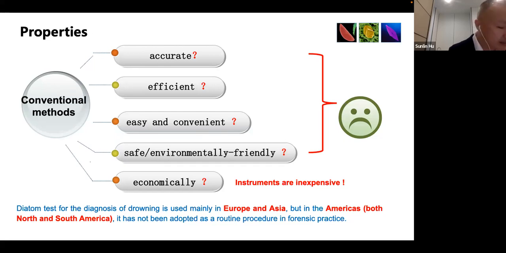Currently, the test is used mainly in Europe and Asia, but in North America or South America, it has not been adopted as a routine procedure in forensic practice.